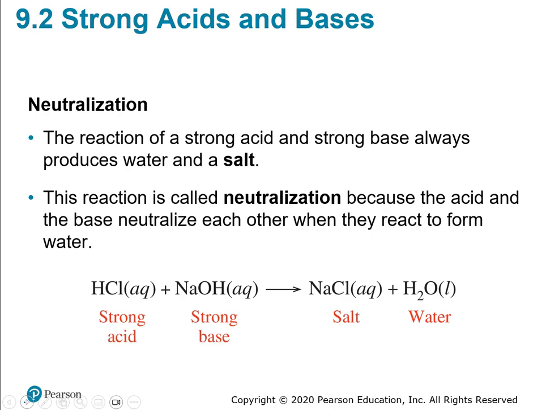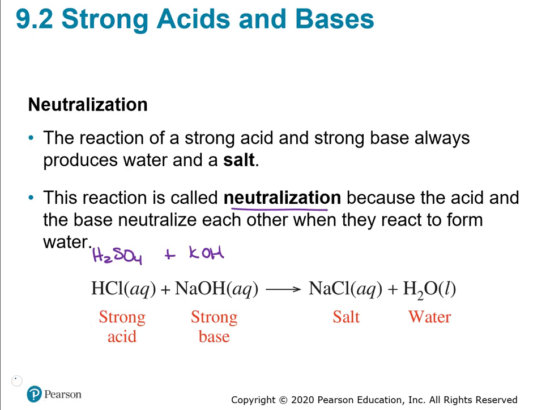So this could be any strong acid, any strong base. When they neutralize each other, they form just a salt and water. So I could take like H2SO4 and potassium hydroxide. H2SO4, sulfuric acid, potassium hydroxide. Sulfuric acid's a strong acid, potassium hydroxide's a strong base. In this neutralization, the outside pairs and the inside pairs will combine. So it's kind of like a double displacement. Remember when you had two compounds and they'd swap their partners?